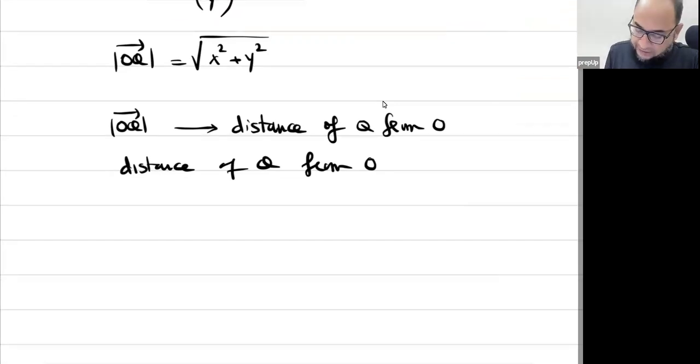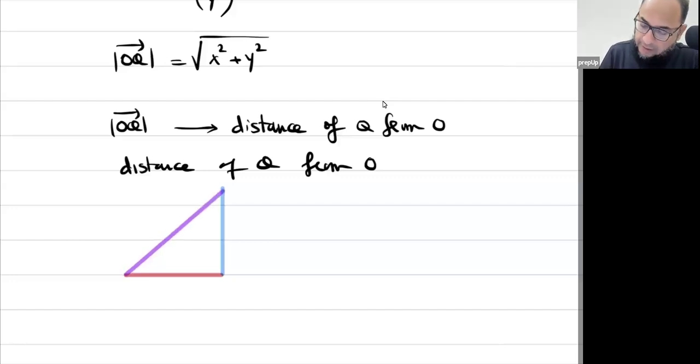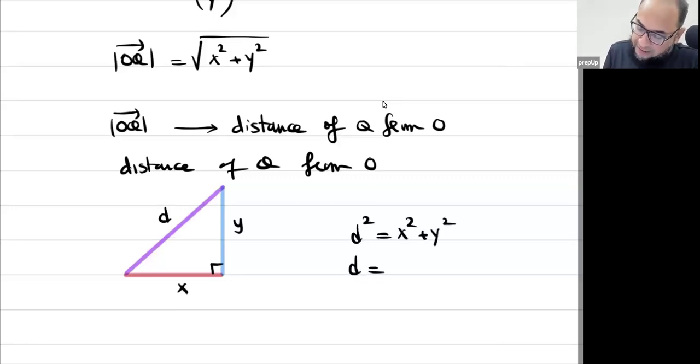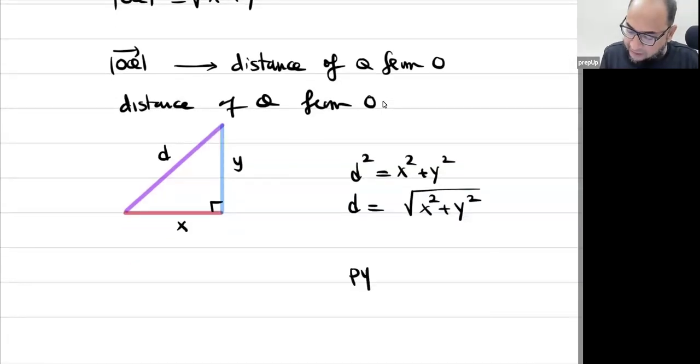So let me just draw the x-axis like this. Let me draw the y coordinate like this. And let me join these two. So let me join it properly. So if this is x, this is y, this is the right angle, this is d, therefore d squared is x squared plus y squared. Therefore d is the square root of x squared plus y squared. You take the square of each, add them up, and then take the square root. That is d. That is basically Pythagoras theorem.